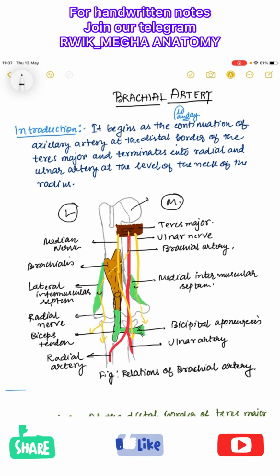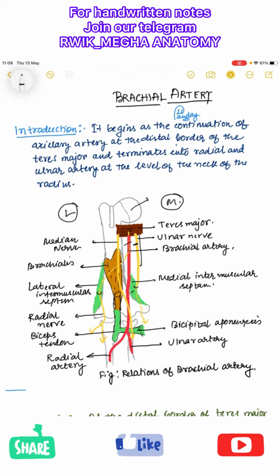Medially, in the upper part, we find the ulnar nerve, which is the branch of the medial cord of the brachial plexus. This ulnar nerve runs along the medial side of this brachial artery. Then it pierces, you see, the medial intermuscular septum, and then it follows its own course.